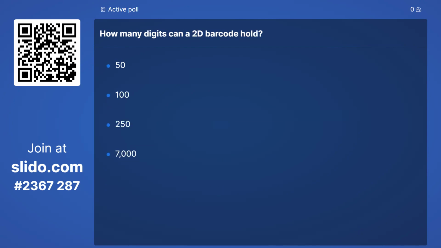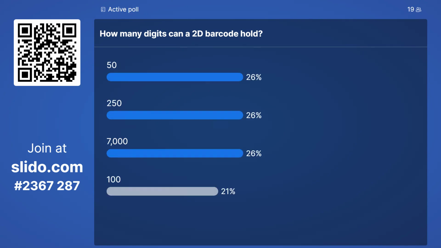So we talked about one-dimensional barcodes. We talked about two-dimensional barcodes, like the QR code that's on your screen right now in the top left. That's the symbology, it's called the QR code. How many digits do you think a 2D barcode can hold? And while you're voting, it's time for me to take a sip of water and choke down a cough. So 2D barcodes can certainly hold more than a one-dimensional barcode. That's one of their big benefits. Let's see what everybody is thinking.